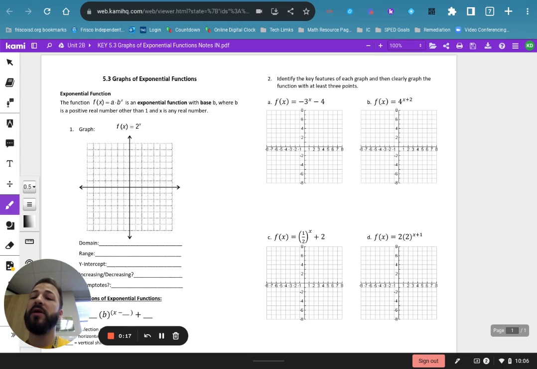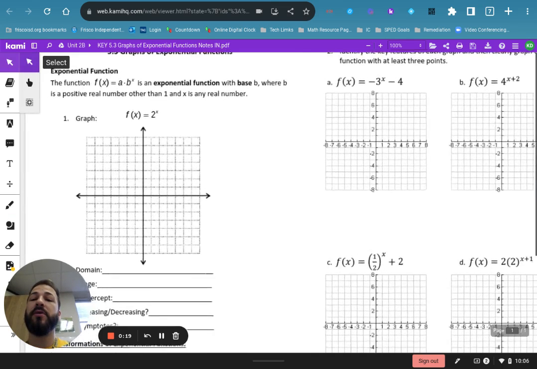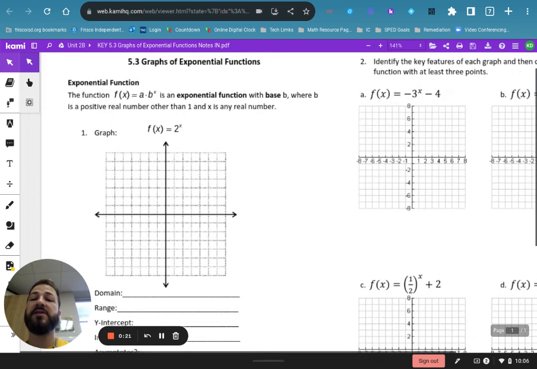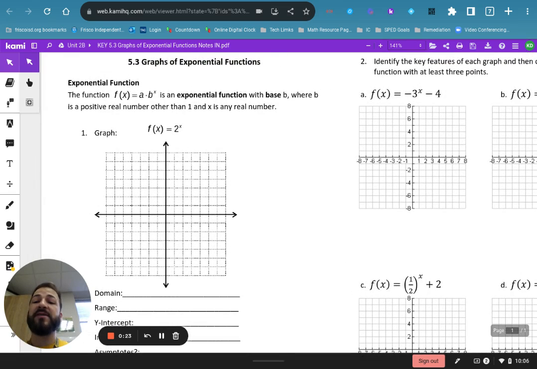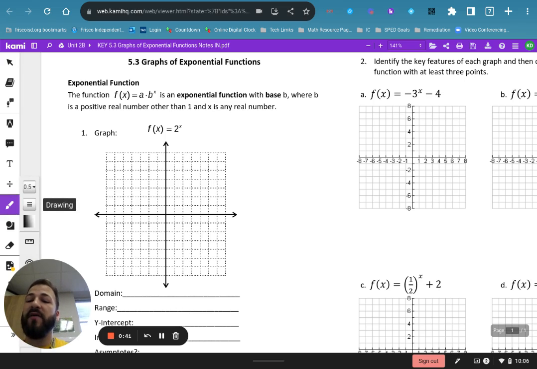So our first one we're going to look into is exponential functions. The function f of x is equal to a times b to the x is an exponential function with base b, where b is some positive real number other than 1, and x is any real number. And we call it an exponential function because the x, the independent variable, is actually in the exponent. So that's where it gets that exponent part of its name.